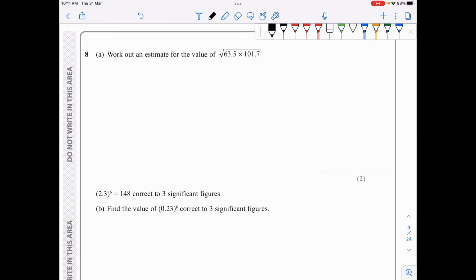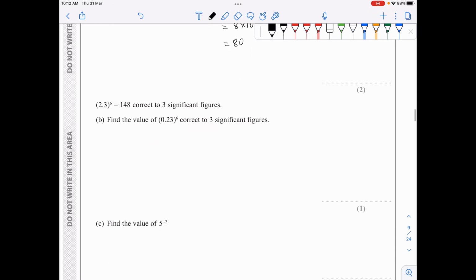In question 8, we need to work out an estimate for the value of the square root of 63.5 times 101.7. I'm going to say that this is approximately the square root of 64 times 100 because both of these have nice square roots. Root of 64 times root of 100, which is 8 times 10, which is 80. And then in part B, 2.3 to the power of 6 is 148, correct to 3 significant figures. And we need to find the value of 0.23 to the power of 6, correct to 3 significant figures.